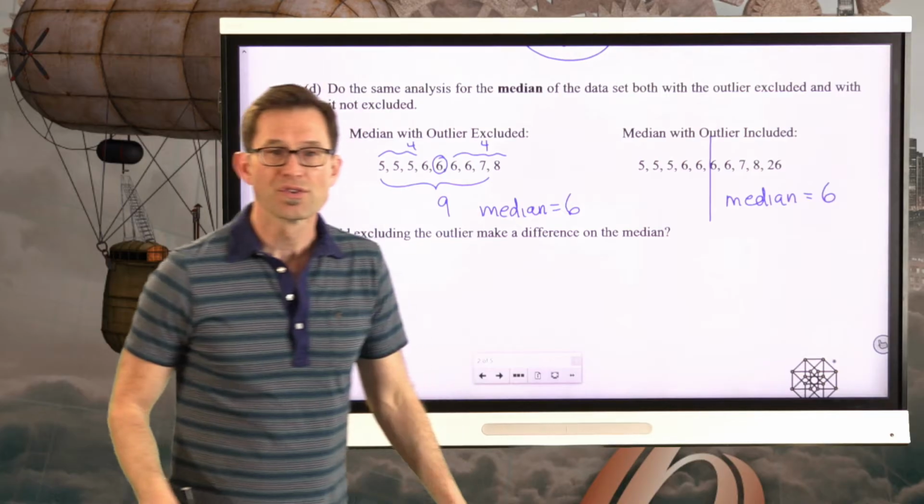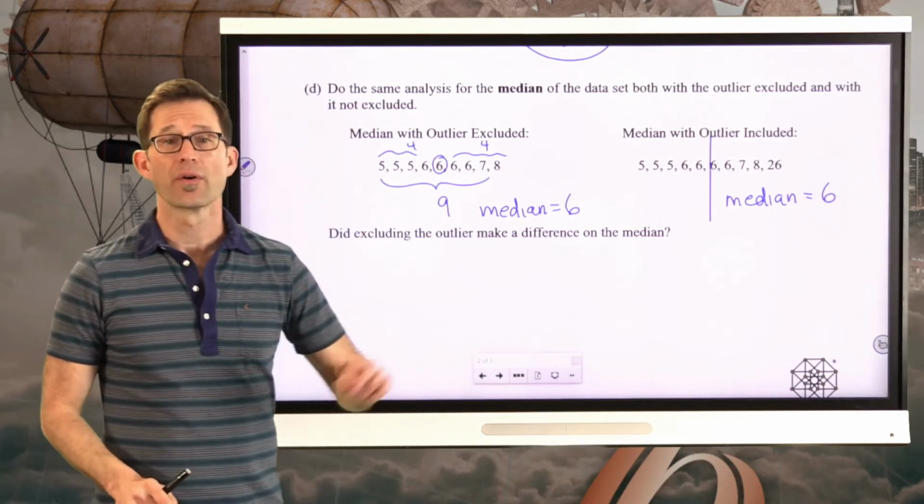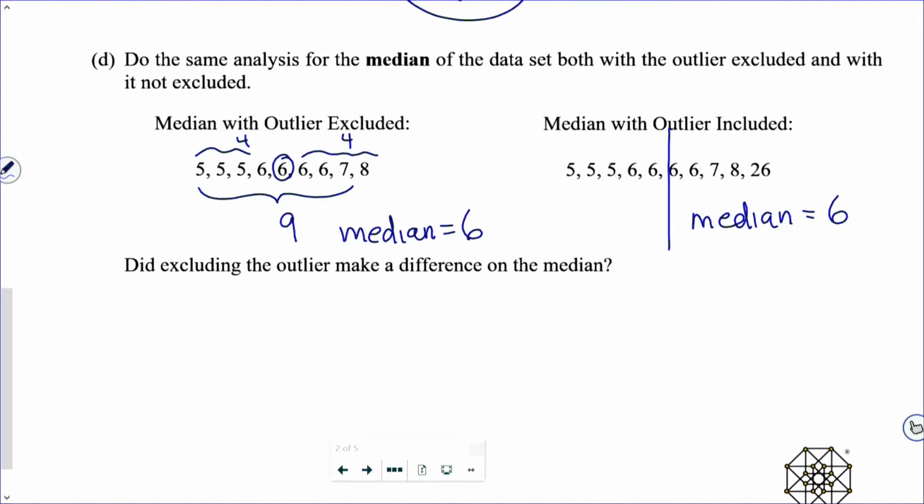So it makes answering this question very easy. Did excluding the outlier make a difference on the median? And the answer was no.